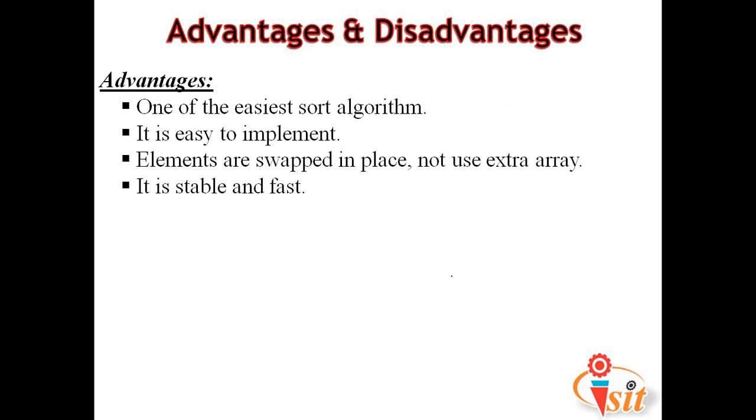Now we need to discuss the advantages as well as the disadvantages of the bubble sort algorithm. The first thing is that it is the easiest sorting technique to sort the elements in ascending or descending order, and because of its simplicity, it is easy to implement using the C programming language. Also, the elements are swapped in place, so it does not use an extra array, and it is stable as well as fast.